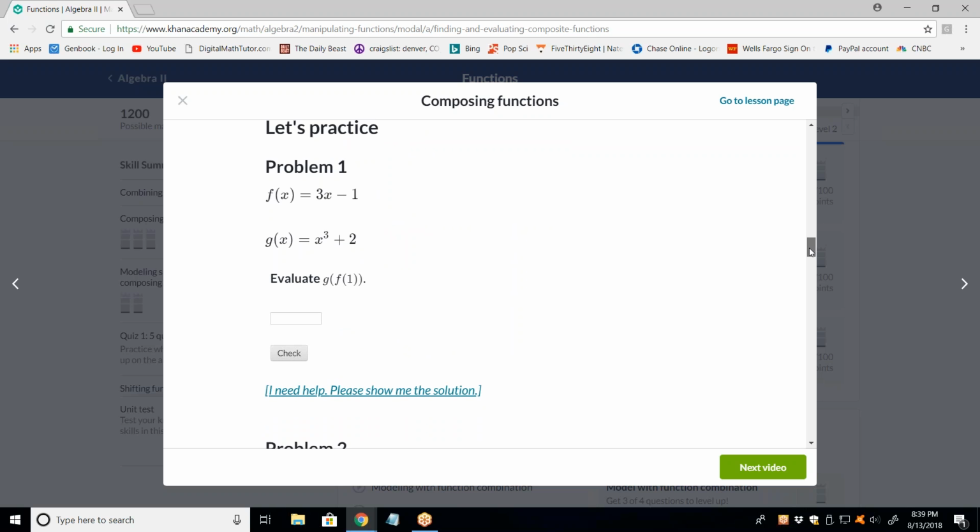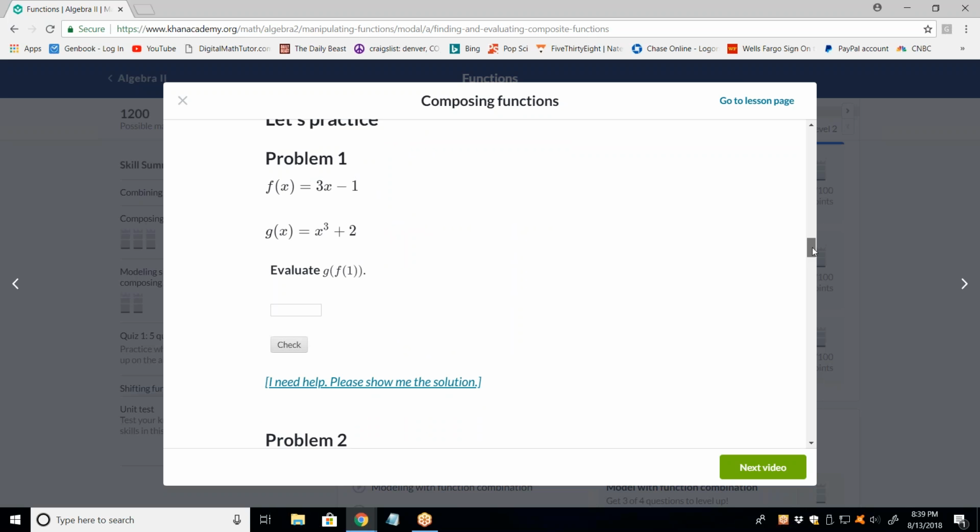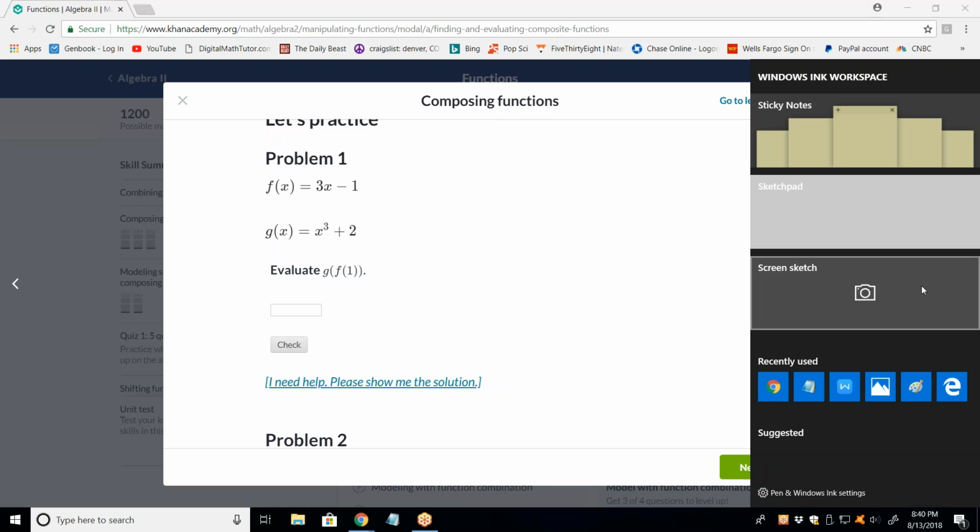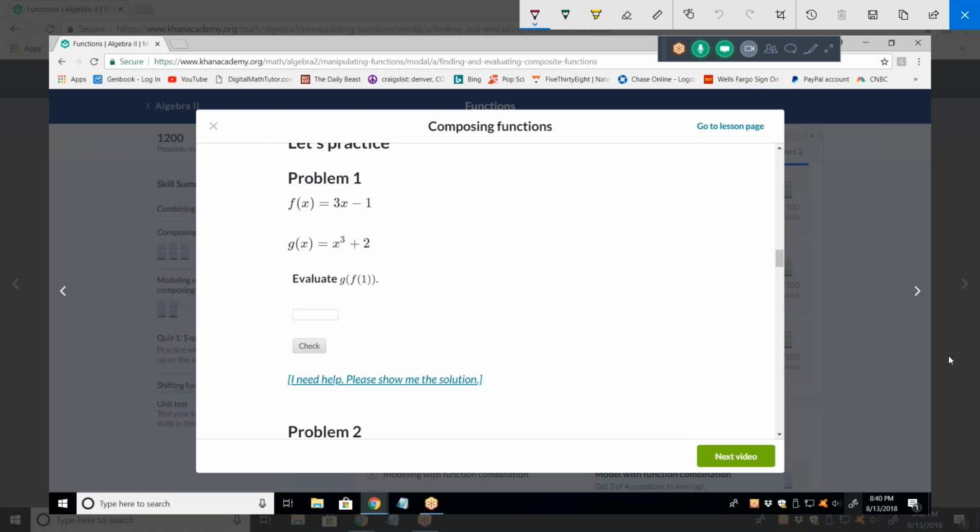I think these are the same two functions. So what is g of f of 1? Start from the inside out. So g of f of 1 is, so it would be 3x minus 1 times x cubed. First of all, evaluate that. When I say start from the inside out.